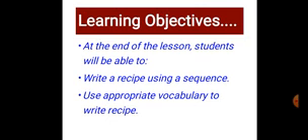At the end of the lesson, we hope that you would be able to write a recipe using a sequence. We have learned what a sequence is. Sequence is order from the start to the middle to finish. So when something is the order of something from the first to the middle and then to the end, that's a sequence. You would also be able to use appropriate vocabulary to write the recipe. Vocabulary are words. So you'll be able to use the appropriate words to write your recipe.